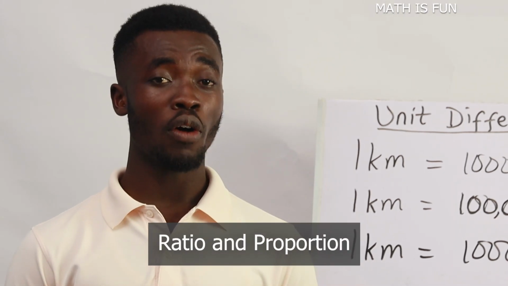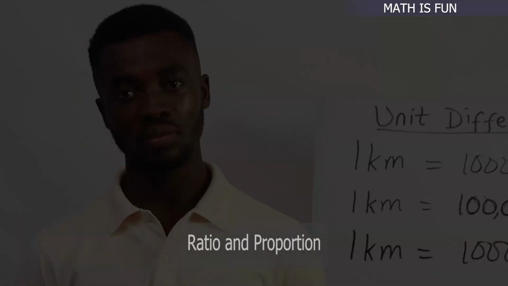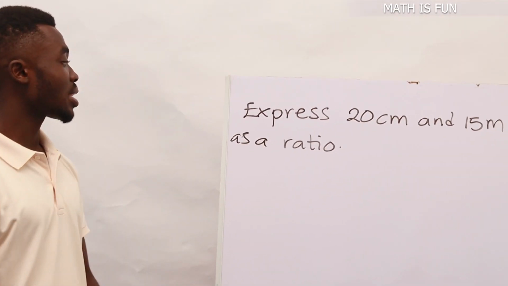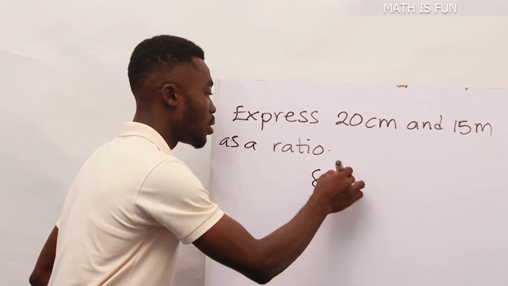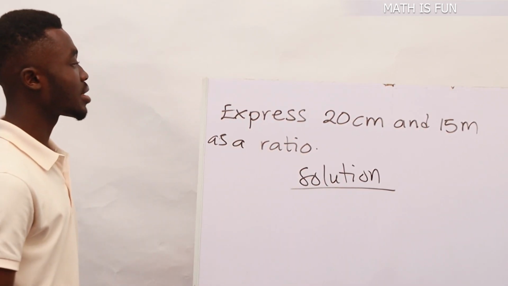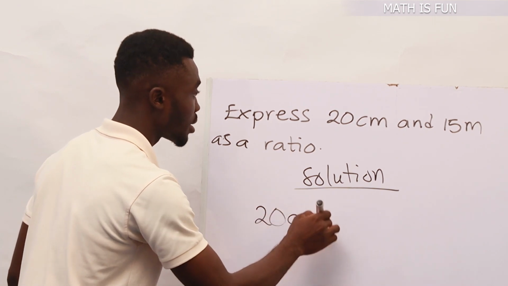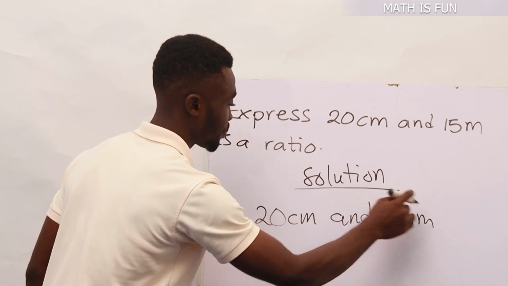Today we are going to solve questions on ratio and proportion. Express 20 centimeters and 15 meters as a ratio. Let's look at this. How can we write this as a ratio? 20 centimeters and 15 meters.